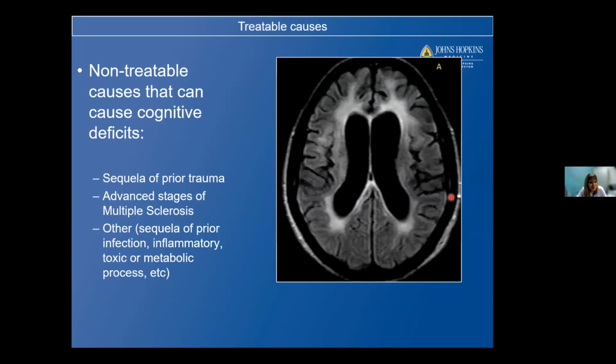Also, sequela of prior infection, as in this case of a patient with AIDS dementia complex, or HIV-associated dementia, or HIV encephalitis, where we see diffuse brain atrophy and relatively symmetric bilateral white matter T2 FLAIR hyperintensities. So this can also give patients dementia symptoms.